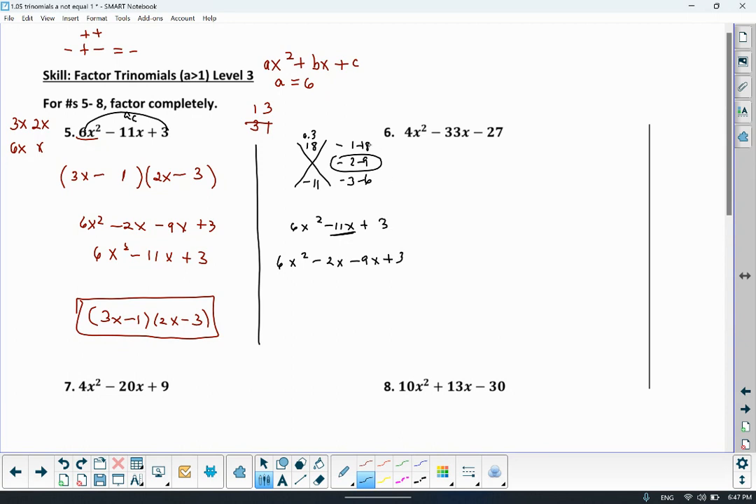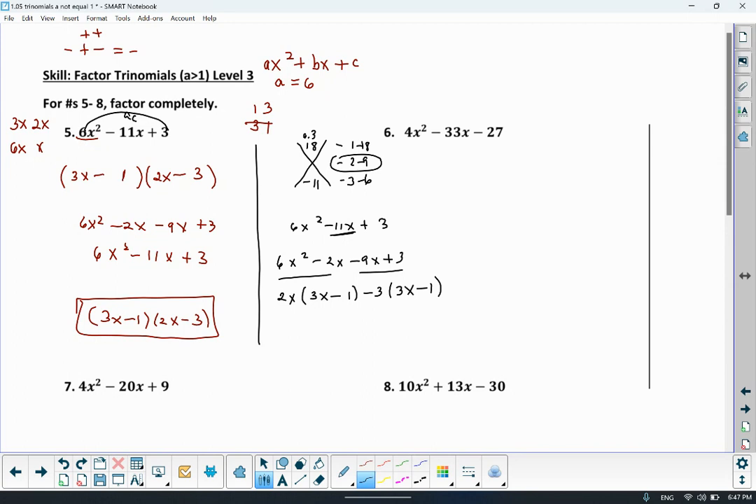And you could reverse the order of these. That's just how I did it. So now we're going to group. We're going to factor out the GCF in the first two terms and factor out the GCF in the second two terms. So I'm going to factor out a 2x, and when I do that, I get 3x minus 1. Here I'm going to factor out a negative 3, and I'm left with 3x minus 1.